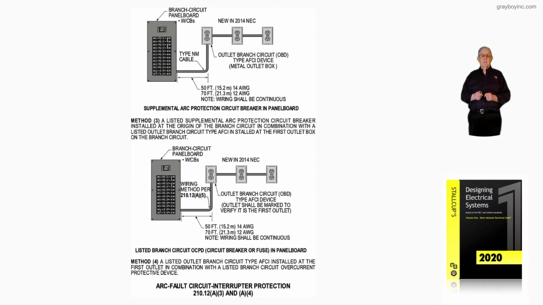Now this illustration further deals with AFCI protection in accordance with 210.12(A)(3) and (A)(4). Notice at the top part of the illustration, we see a supplementary arc protection circuit breaker in a panel board. And then notice we're running the cable 50 feet for number 14 to the first outlet, or 70 feet to the first outlet for number 12, and the wiring shall be continuous to the first outlet. And this was new in the 2014 NEC, for example.